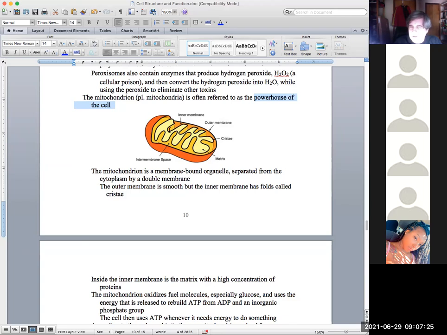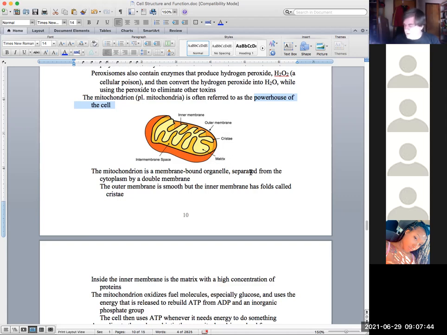And the center of the mitochondrion is filled with a fluid. So remember, we saw something similar with the nucleus. We had two membranes around the nucleus. We called them the nuclear envelope. And inside was the nucleoplasm. The fluid in here is called the matrix.